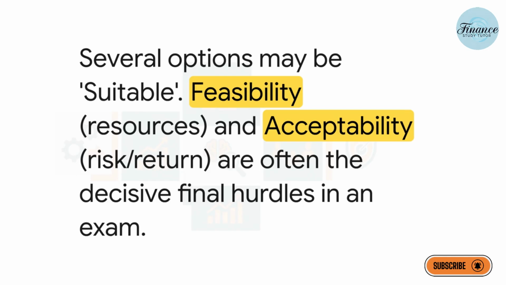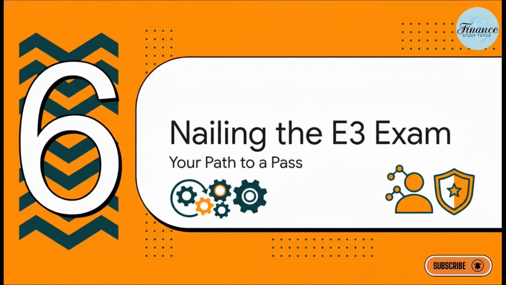An option might be perfectly suitable, but if it's way too risky or the financial return just isn't there, it fails the acceptability test. Another idea might be suitable and acceptable, but if you simply don't have the money or the people to do it, it fails the feasibility test. So think of suitability as the first gate, but acceptability and feasibility are the final, hard-nosed hurdles that most ideas crash into.